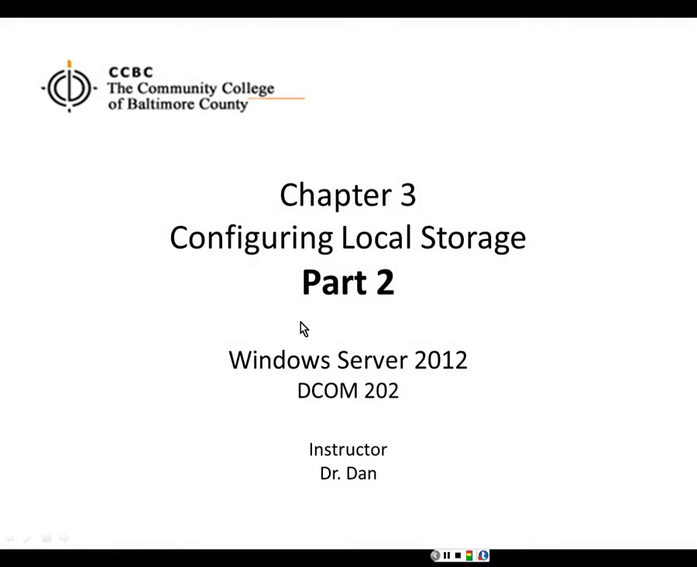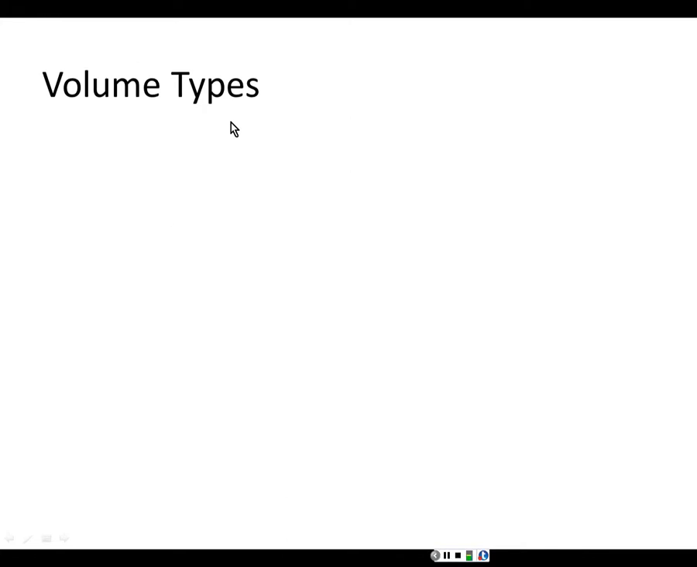Let's get started on part 2 of chapter 3. In this section we will be talking about volume types. In the previous section we talked about a simple volume which only goes on a single disk. In this section we will look at spanned, RAID level 0, 1, and 5 volumes.